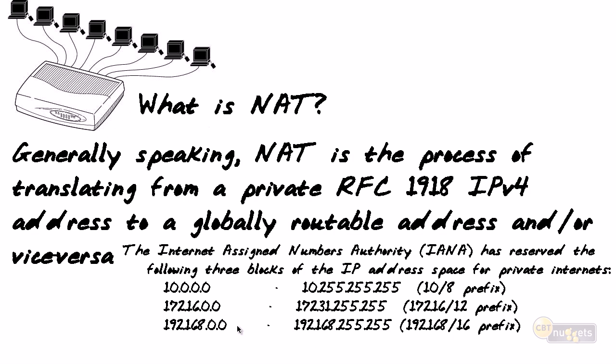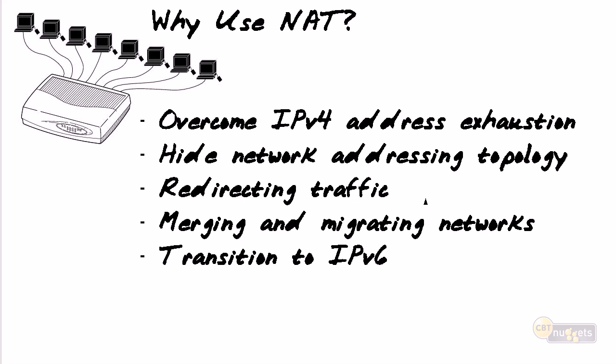So generally speaking, NAT is the process of translating from a private RFC 1918 IPv4 address to some globally routable address or addresses. It can function in different directions. So that's what we're talking about here. Okay, so here's a good question. Why do we use NAT?